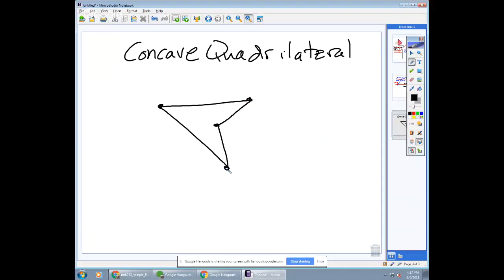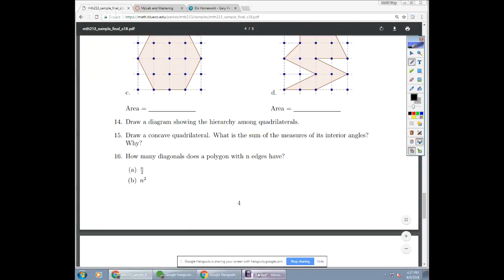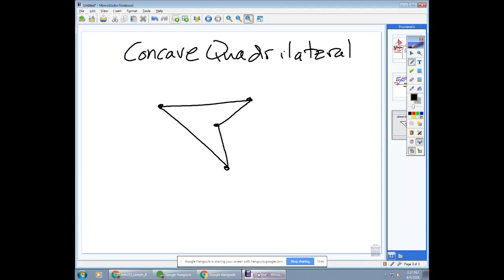Let's see, I think I asked for exterior angles. Is that what I asked for here? No, measure of the interior angles. Okay, the sum of the measures of the interior angles. The easiest way to approach that is I can draw this diagonal right there, which splits it into two triangles.